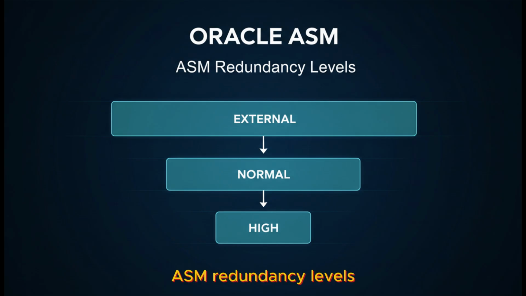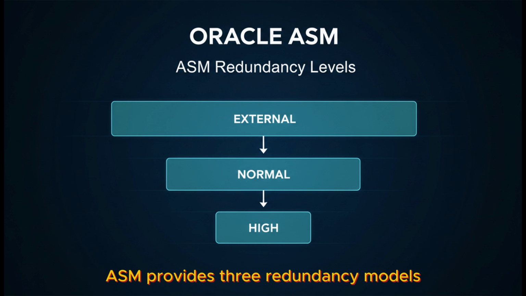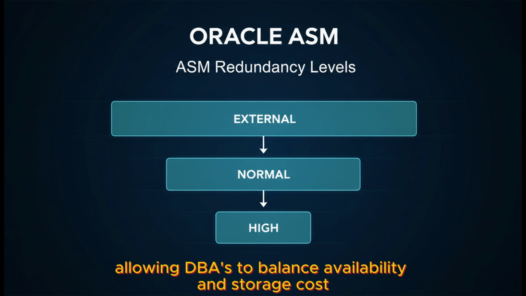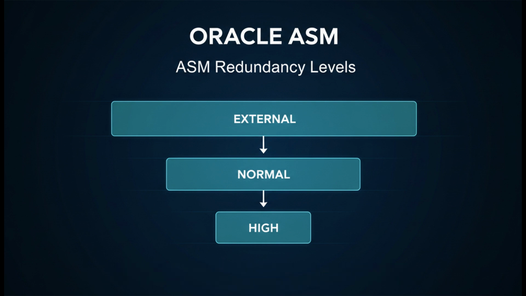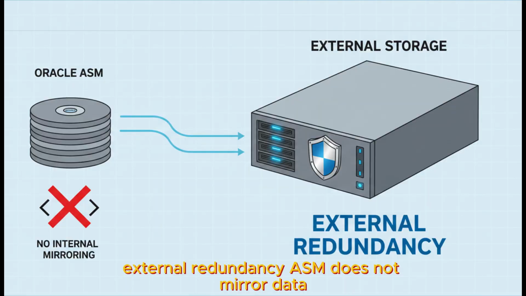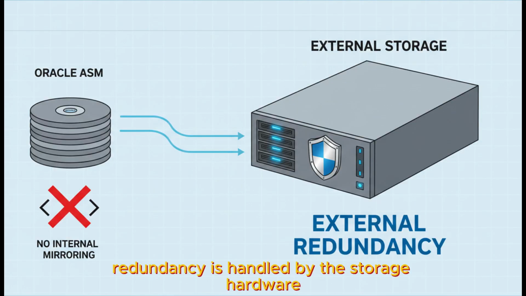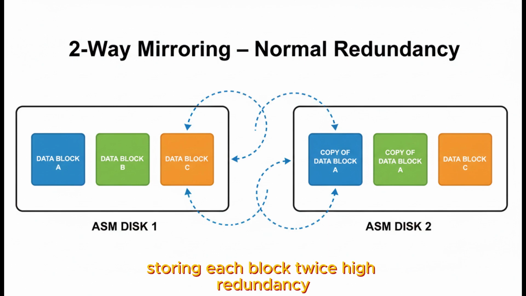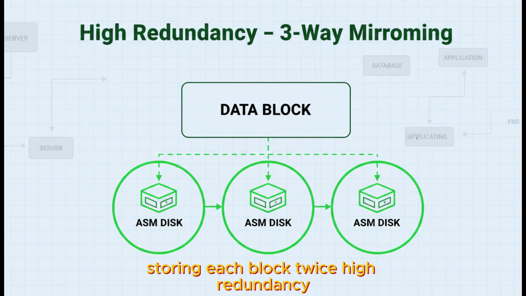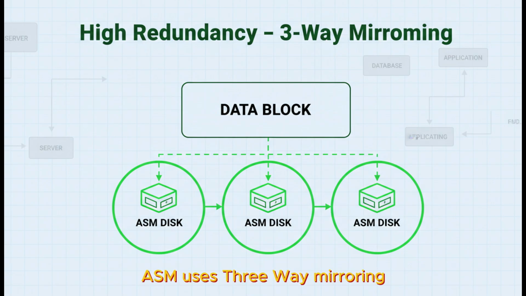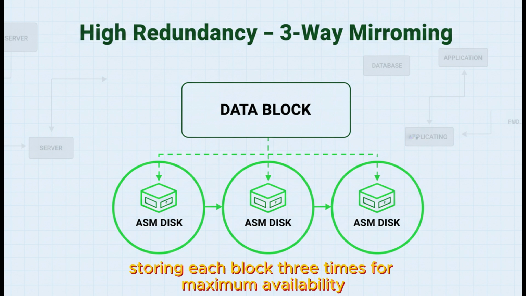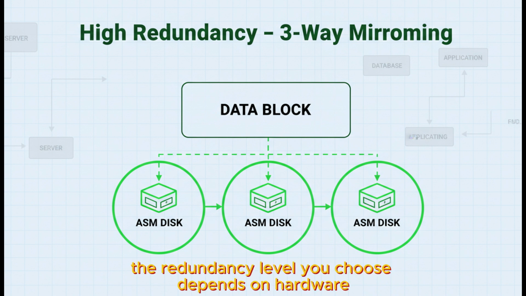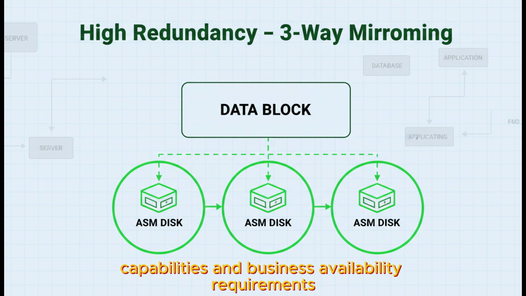ASM redundancy levels. ASM provides 3 redundancy models, allowing DBAs to balance availability and storage cost. External redundancy: ASM does not mirror data. Redundancy is handled by the storage hardware. Normal redundancy: ASM uses two-way mirroring, storing each block twice. High redundancy: ASM uses 3-way mirroring, storing each block 3 times for maximum availability. The redundancy level you choose depends on hardware capabilities and business availability requirements.